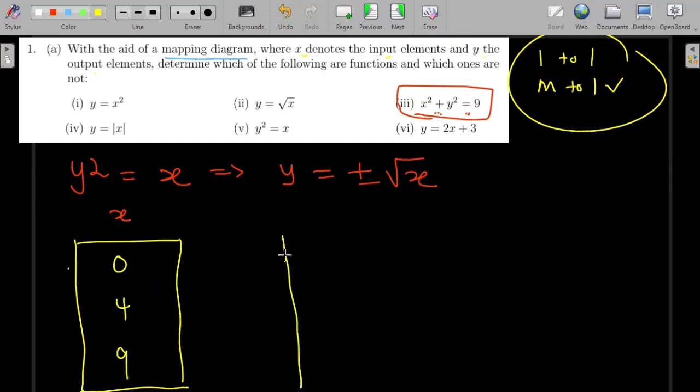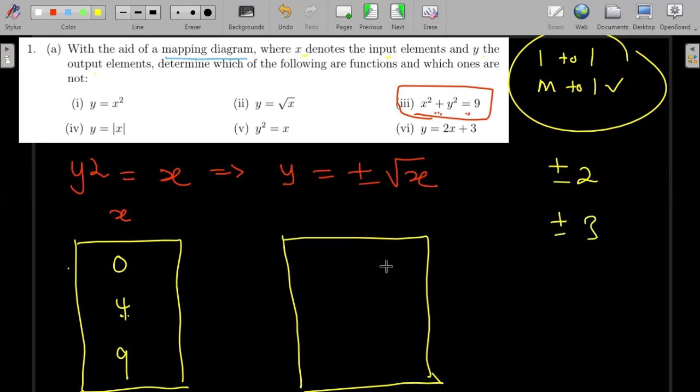Then here I'm going to have my set of y values, depending on this equation. If my x is 0, then I'll definitely have 0 there. If my x is 4, I'll have plus or minus the root of 4, which is plus or minus 2. If my x is 9, I'll have plus or minus 3. So what I have in this set is -3, -2, 0, 2, and 3.